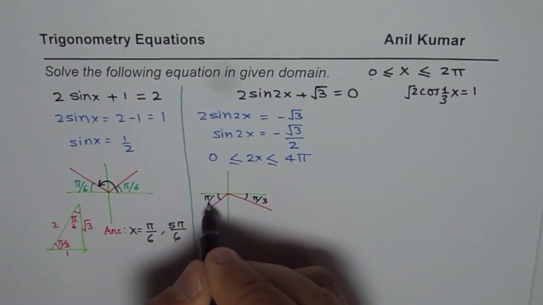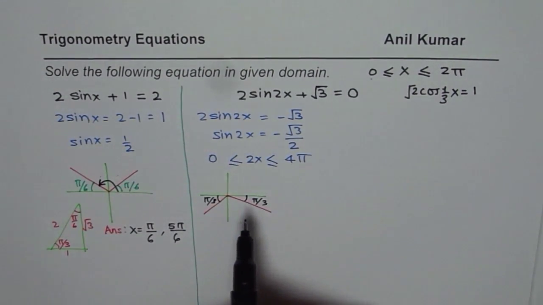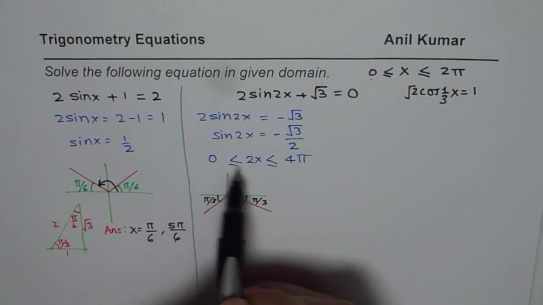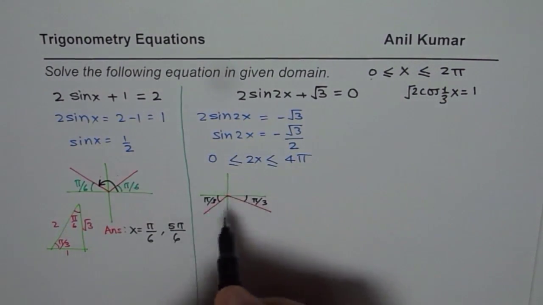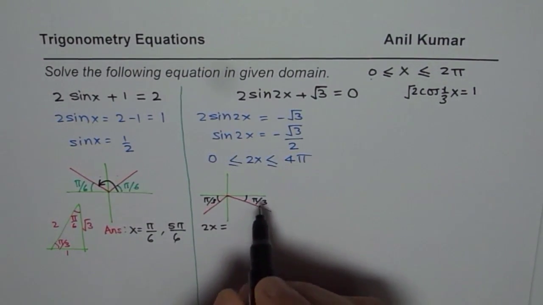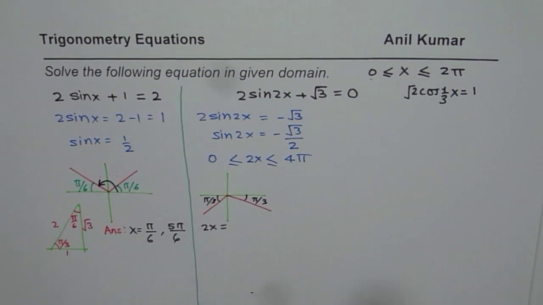The acute angle is pi by 3. Now what are the possible angles within that domain 0 to 4 pi? That means 2 circles, okay? So we get 2x equals to, if we go first round, let me take another ink here to show you the solutions.